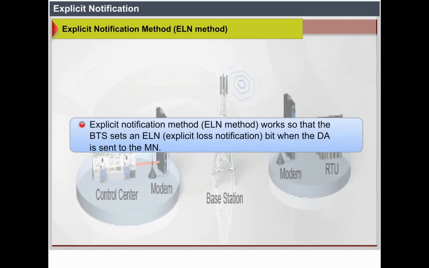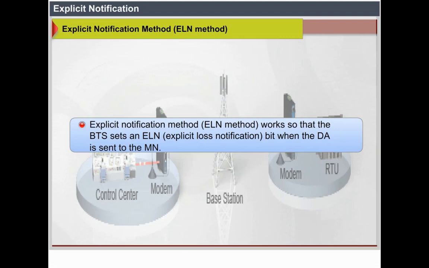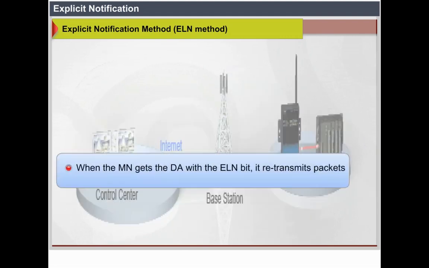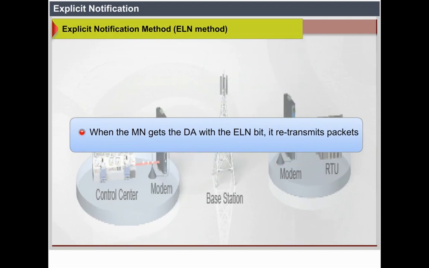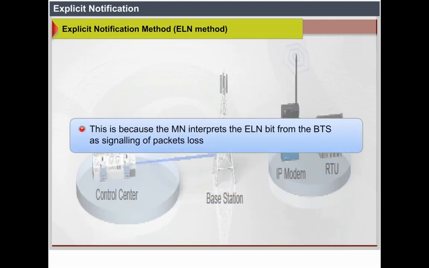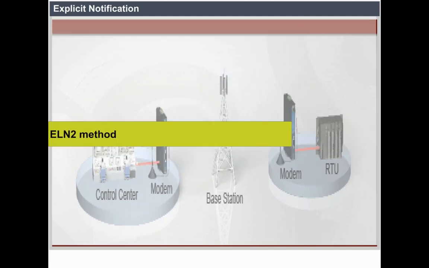The explicit notification method, ELN method, works so that the BTS sets an ELN, explicit loss notification bit, when the DA is sent to the MN. When the MN gets the DA with the ELN bit, it retransmits packets. This is because the MN interprets the ELN bit from the BTS as signaling of packet loss.